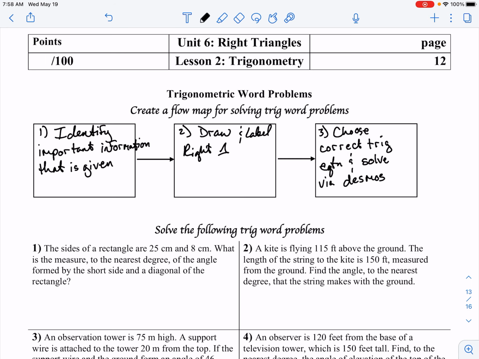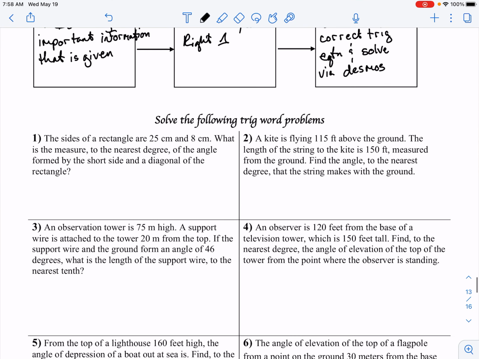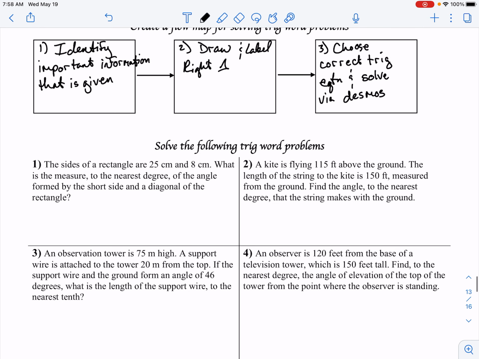All right. So question number 1, I have sides of a rectangle are 25 and 8. What is the measure to the nearest degree of the angle formed by the short side and a diagonal of the rectangle? So again, I want to identify my important information. So I have sides of a rectangle are 25 and 8 centimeters. Something else is measure to the nearest degree, and the key thing here is the angle formed by the short side and diagonal.